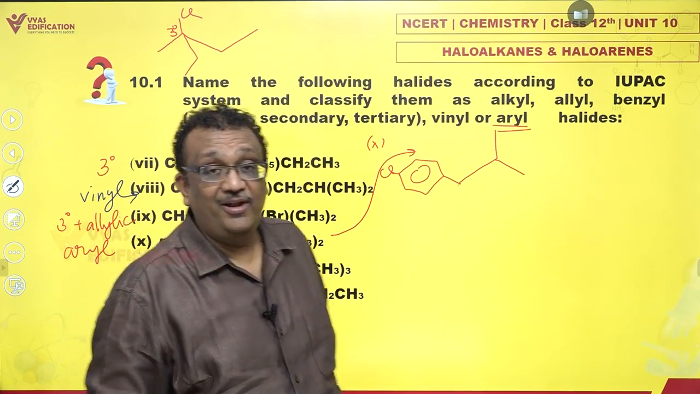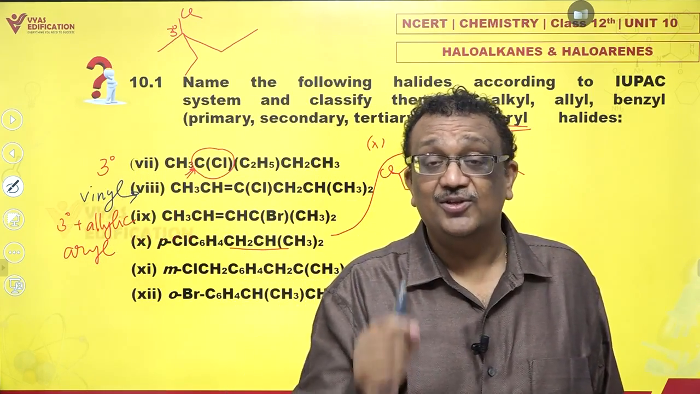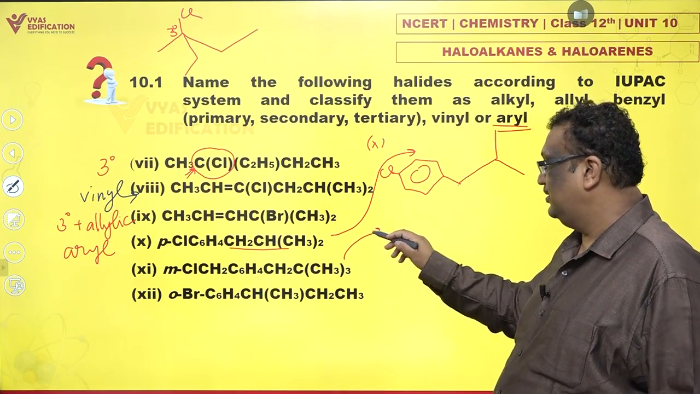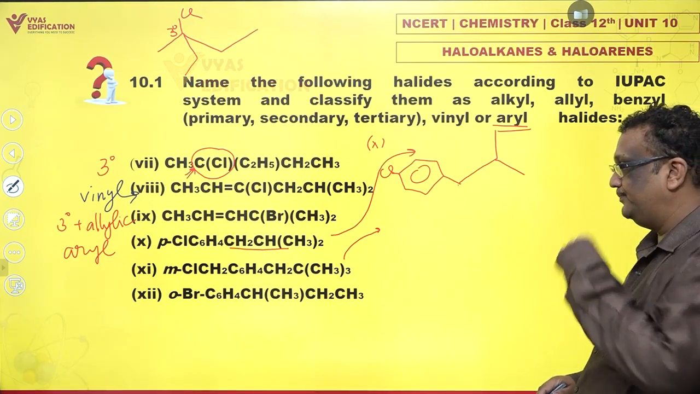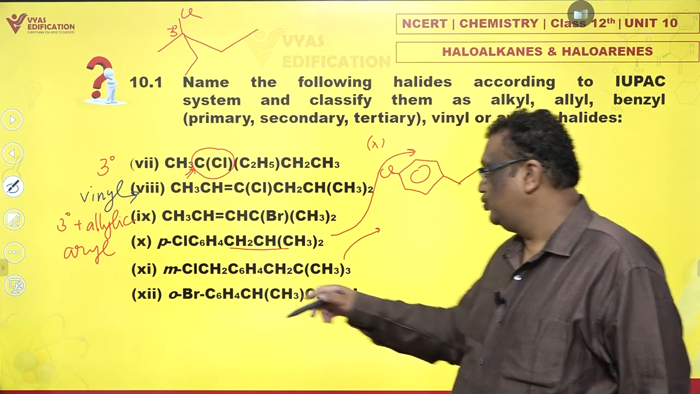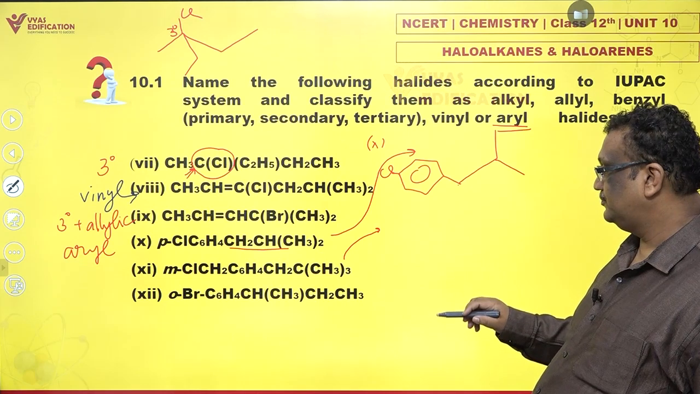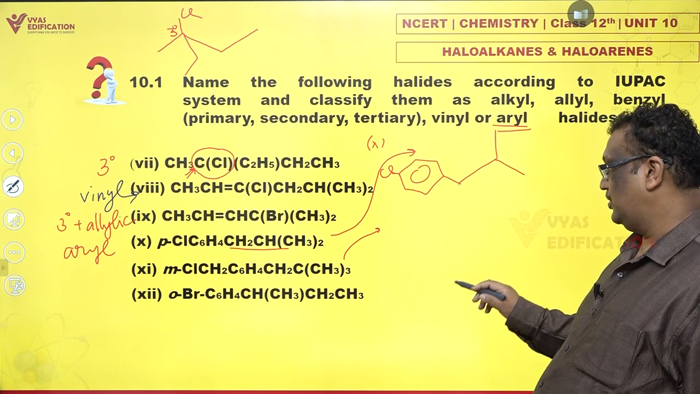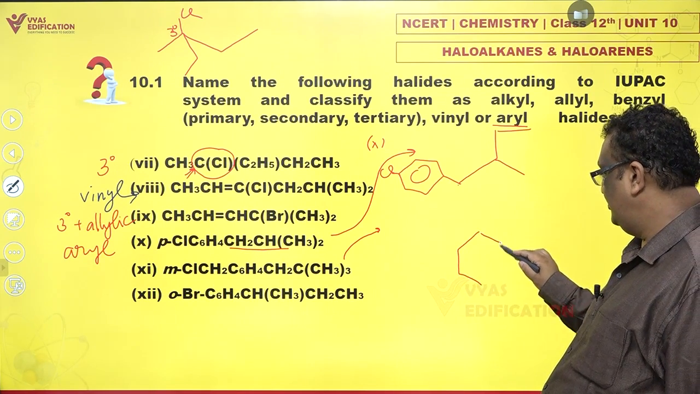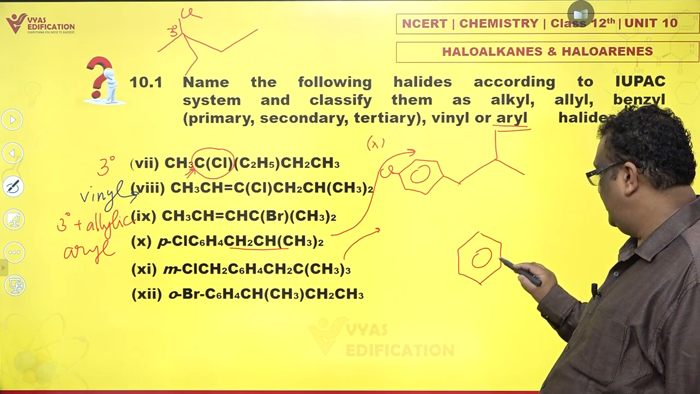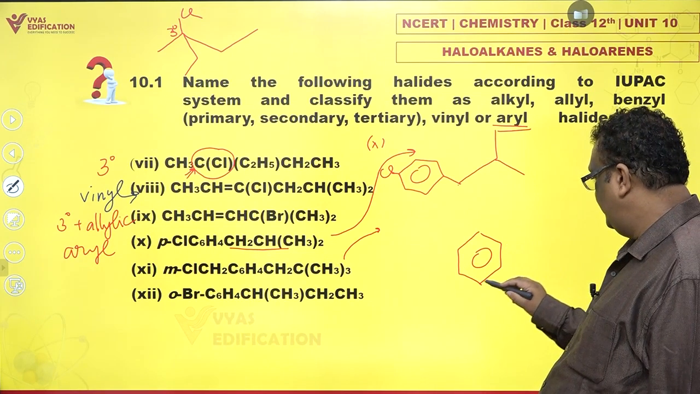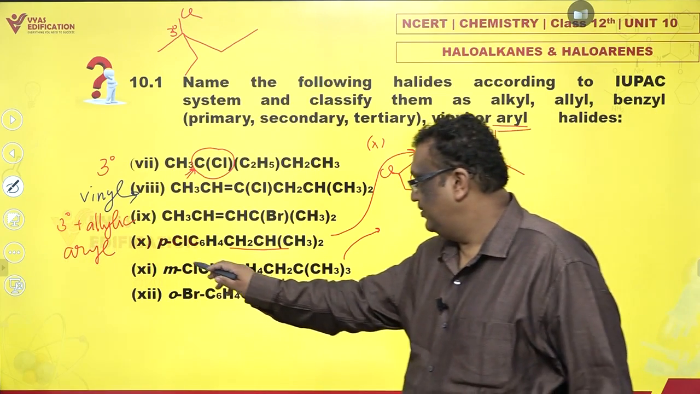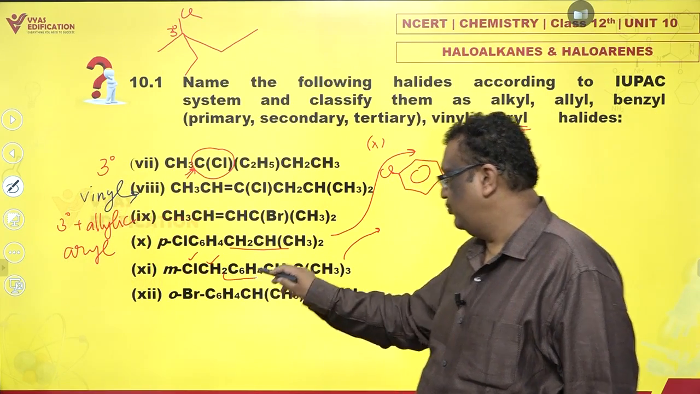Right? So, whenever a halide is attached to the aromatic ring, it is called an aryl halide. Okay. What about 11th? Metachloro, now you have CH2, and C6H4. Okay. So, I have Cl, I have CH2, I have C6H4, that much I have drawn.